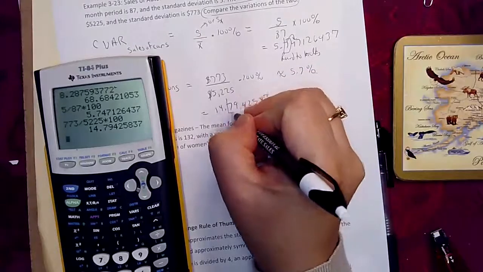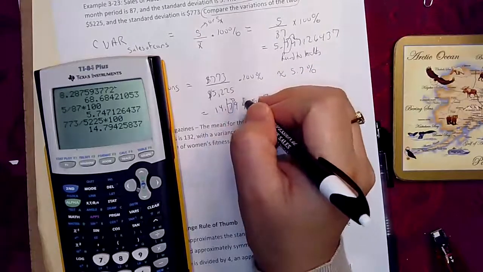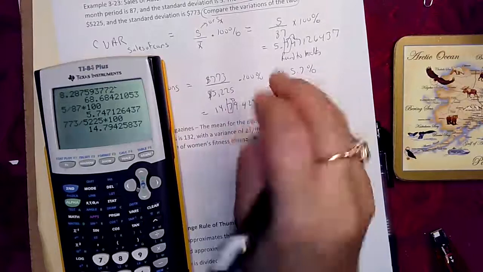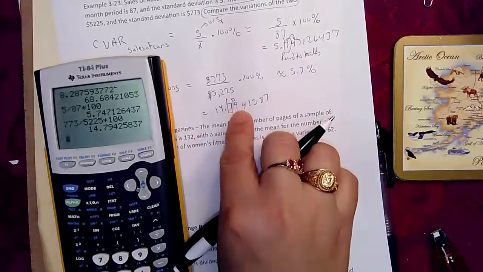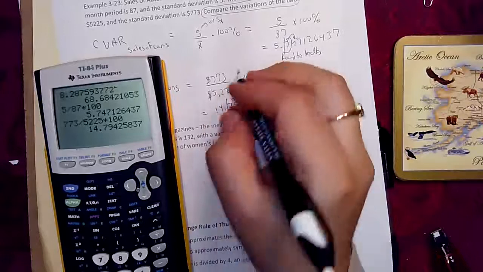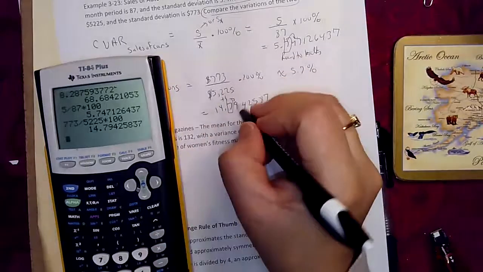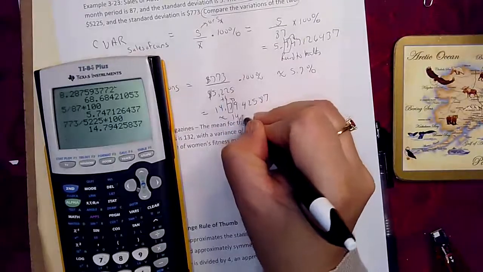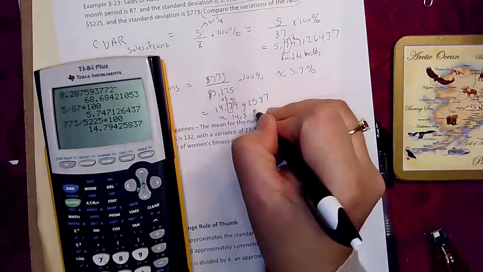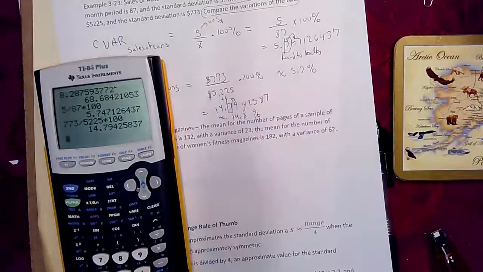Round to nearest tenths. Look at the neighbor. Is the neighbor 5 or more? Yes, it is. So you have to add 1 to that. So we have about 14.8%.